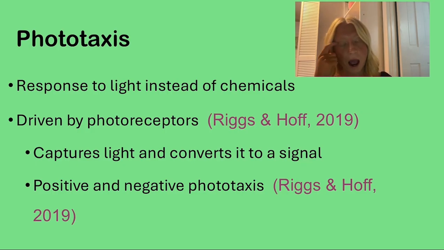So this is how it gets the signal, and the cell will either swim towards the light, like positive phototaxis, or it might swim away from the light. It also depends on the conditions. Phototaxis in archaea is very similar to chemotaxis in E. coli, because we have positive chemotaxis and negative chemotaxis. We also have positive phototaxis and negative phototaxis. Positive goes towards the light and negative goes away from it.